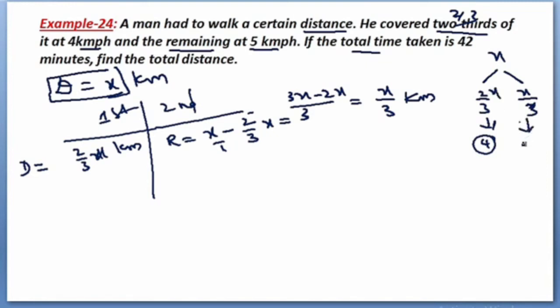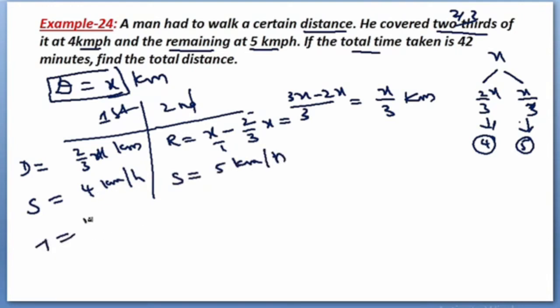This distance is covered at 5 km per hour. So in the first case, speed is equal to 4 km per hour, and in the next case, speed is equal to 5 km per hour. Then next we are going to calculate the time, that is equal to distance by speed, that is equal to 2 by 3 of x by 4.